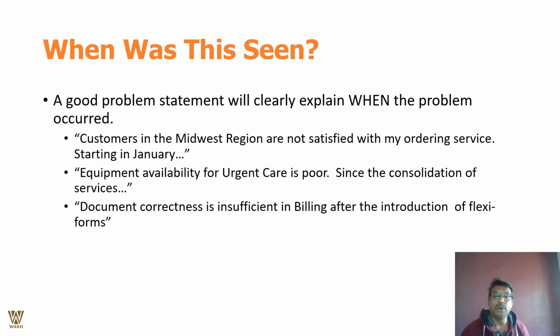When was this seen? A good problem statement will say when the problem occurred: timing, day, season, year, month. Customers in the Midwest are not satisfied with my ordering services starting in January, such and such date. Equipment availability for urgent care is poor since the consolidation of service on such and such date. Document correctness is insufficient in billing after the introduction of FlexiForm since such and such date.